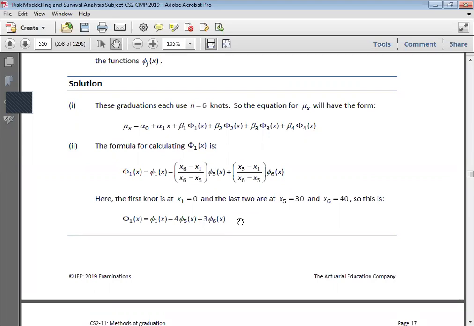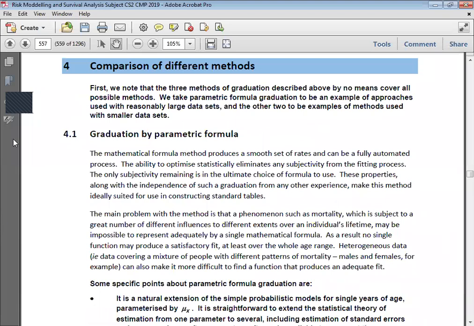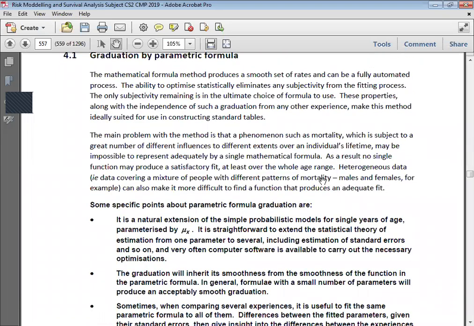So that is it about the 3 methods. Now here they have compared all of these 3 different methods, and they're trying to say which one is good, which one is bad, in what situations. The very first thing they're talking about is graduation by parametric formula. This is a very nice method because there is nothing subjective here. You already have a specified formula. There will be a choice that you as a researcher will have to make as to what formula you should use, but that might be dictated by the goodness of fit tests that you do at the end. So there is not much subjectivity here.